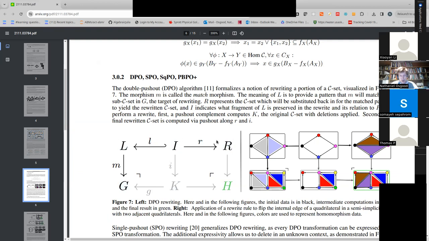Now, the key thing that, again, I've emphasized recently, bringing everyone aboard here, is that these are all AC sets.